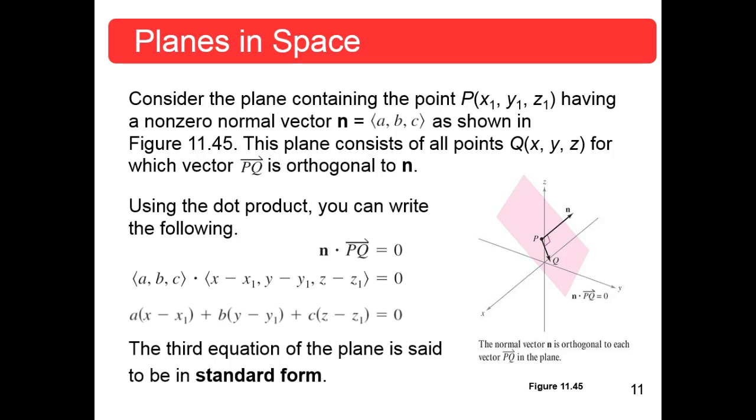Now, remember, we're doing lines in space. The vector that's parallel to this line is the ABC. This is a vector perpendicular to the plane, and that perpendicular vector has components A, B, C. Now this plane consists of all points Q, which in the Q out here is some arbitrary point x, y, z. Not a fixed point, x1, y1, z1, but an arbitrary point.